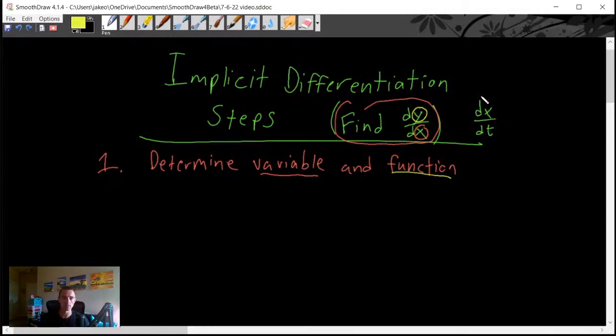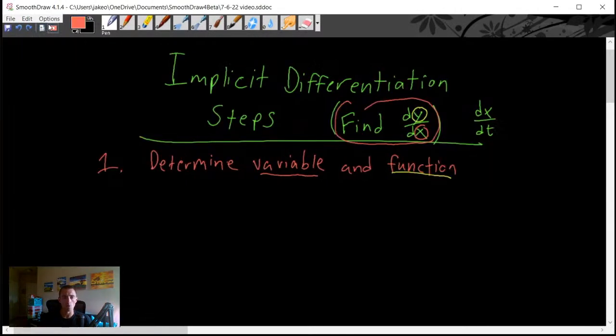In this case, dx dt, if you were in a situation where it didn't say find dx dt, but it gave you some sort of relationship between x and t, where t was an independent input variable and x was a dependent output variable, that would tell you that t is your variable, x is your function. And what you're looking for is dx dt. So that is how you want to start.